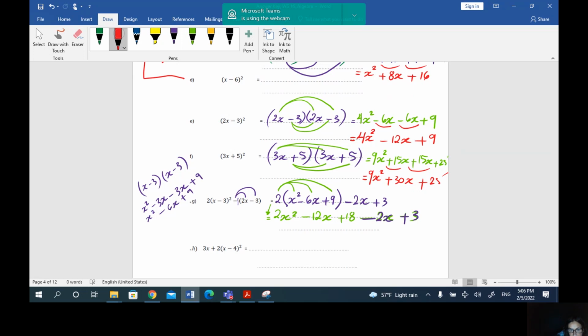Last step is the collecting of like terms. 2x squared is on its own, so we will bring it down as is. Minus 12 minus 2 of x, they are like terms, so minus 12 minus 2 is minus 14x. Plus 18 plus 3, we're adding, so it will be plus 21.